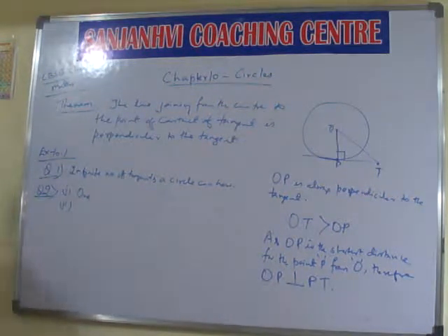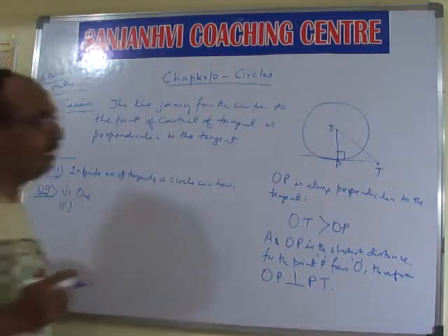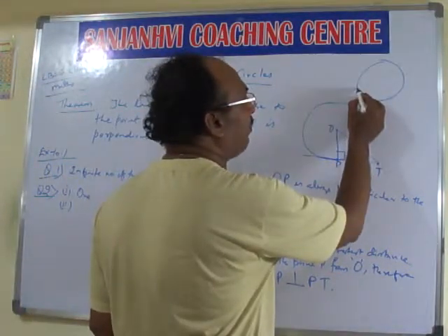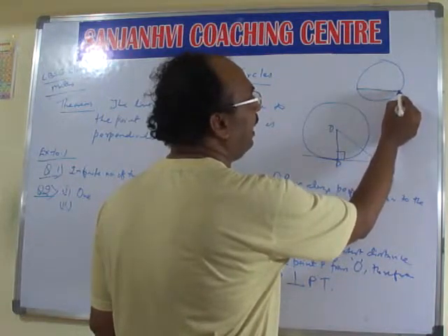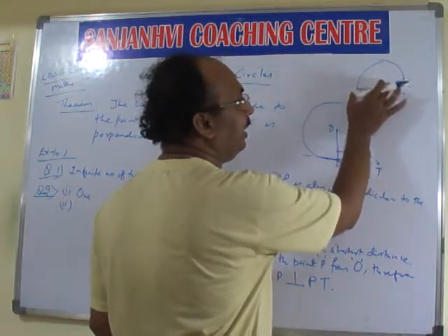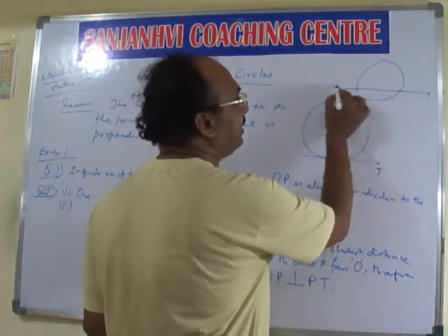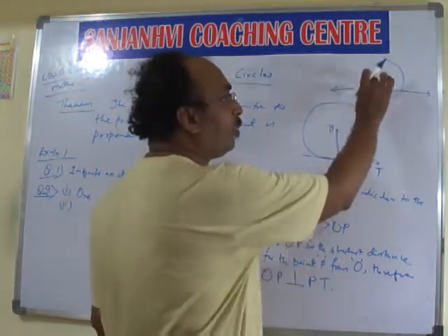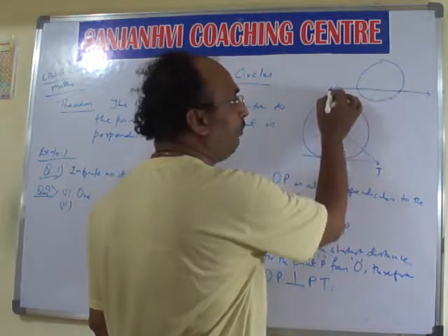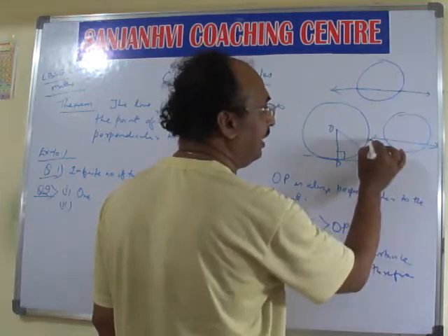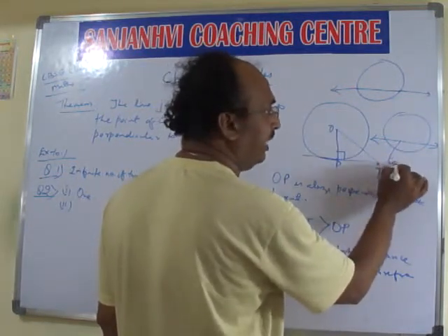A line intersecting a circle in two points is called. See, I told you that when the line segment is only touching the circumference of the circle and it is not being extended like this, then it is called a chord. But when the line is crossing the circle like this, then it will be called a secant.